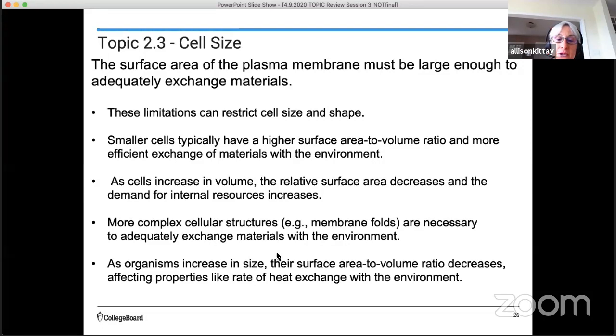More complex cellular structures like membrane folds are necessary to adequately exchange materials with the environment. I have several examples coming up. And as organisms increase in size, their surface area to volume ratio decreases, which affects properties like the rate of heat exchange with the environment. So you'll also see some organisms have specialized structures to dissipate that heat. Or in some cases, they have behavioral mechanisms to do thermoregulation.